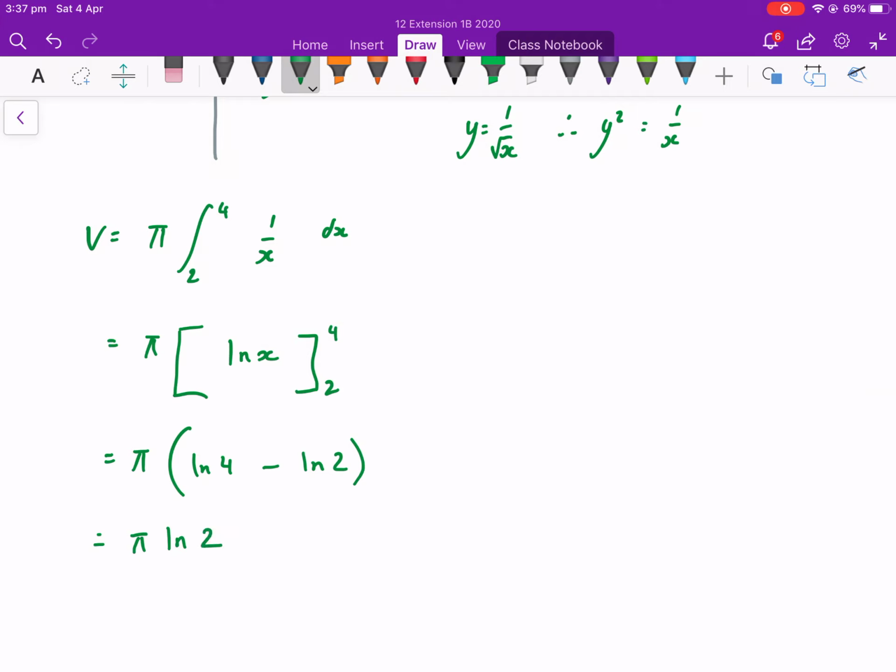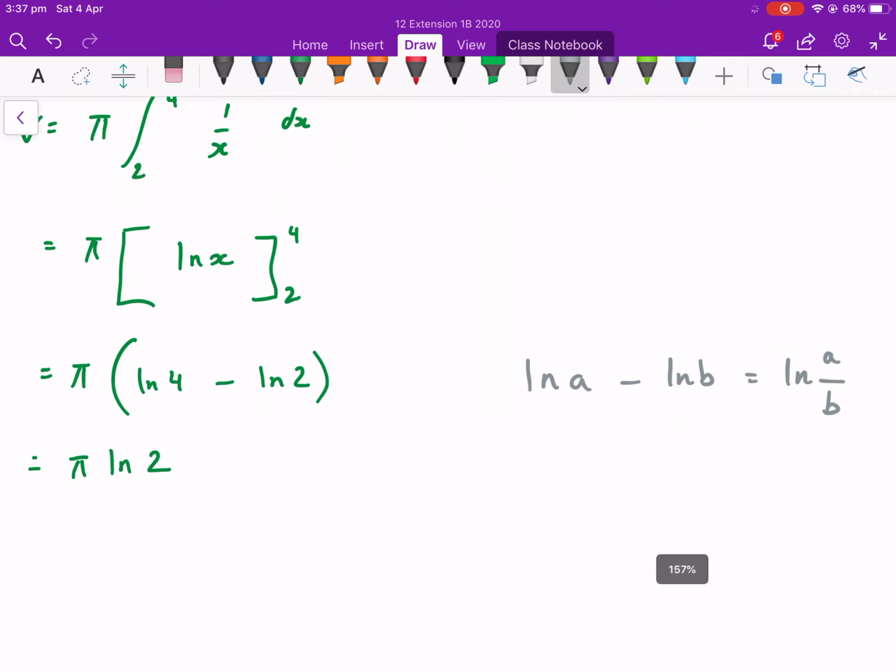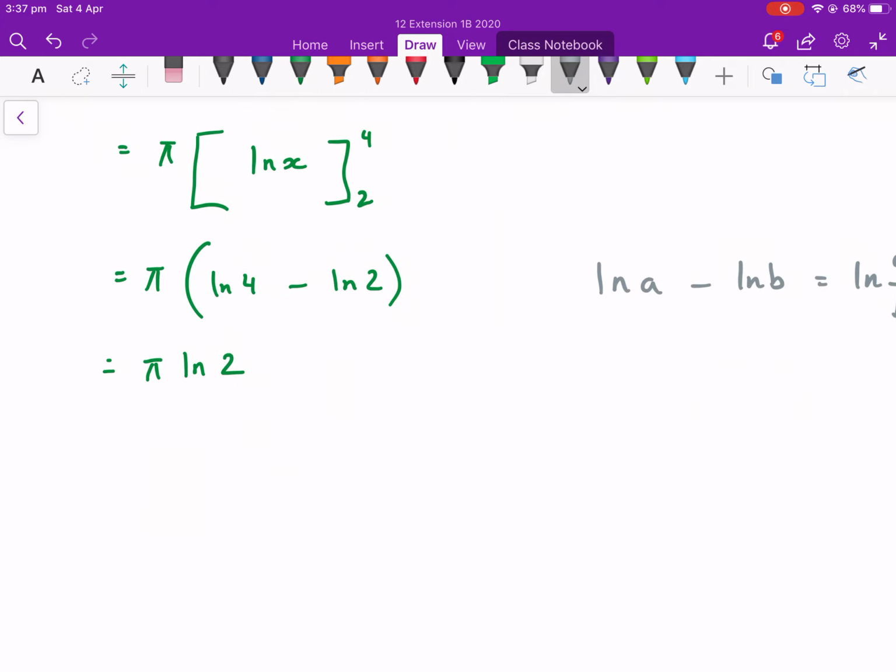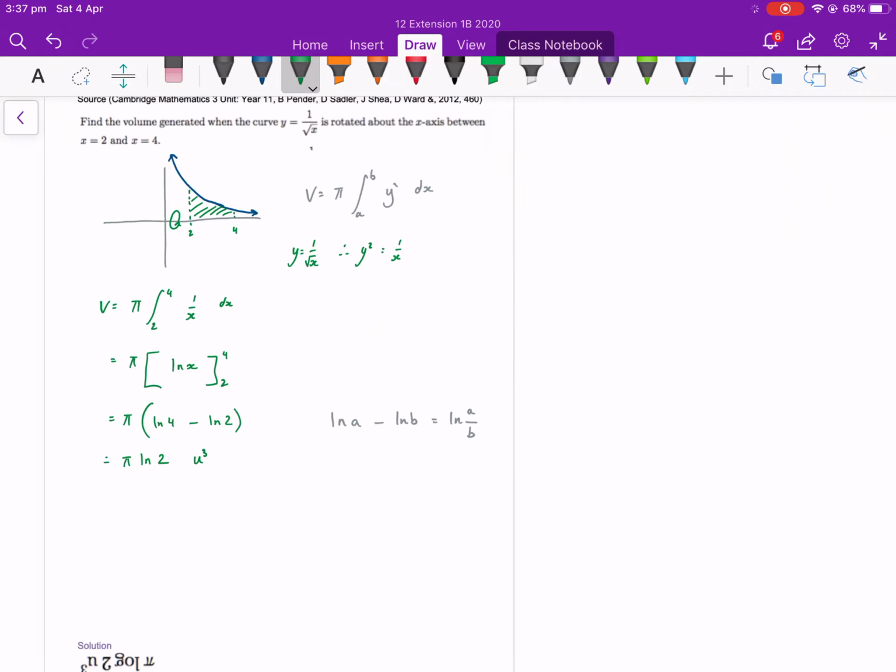And again, if you've watched the previous two examples, this is again using log law. If you've got ln of a minus ln of b, that is the same as ln of a over b. So ln of 4 over 2. And so there's our final answer, which is pi lot of ln 2 and its volume. So we'll put a units cubed in there as well.